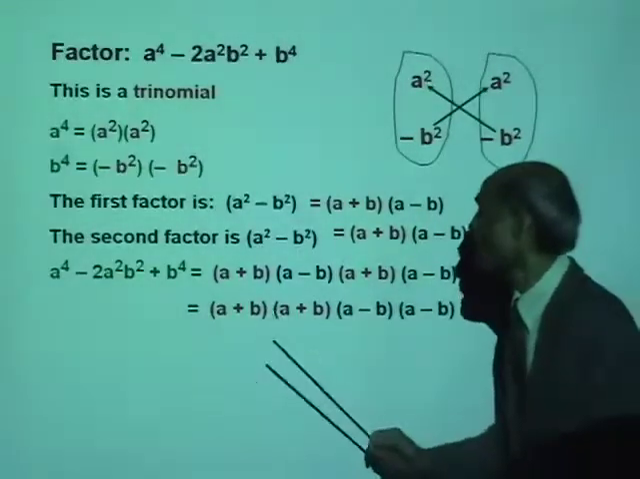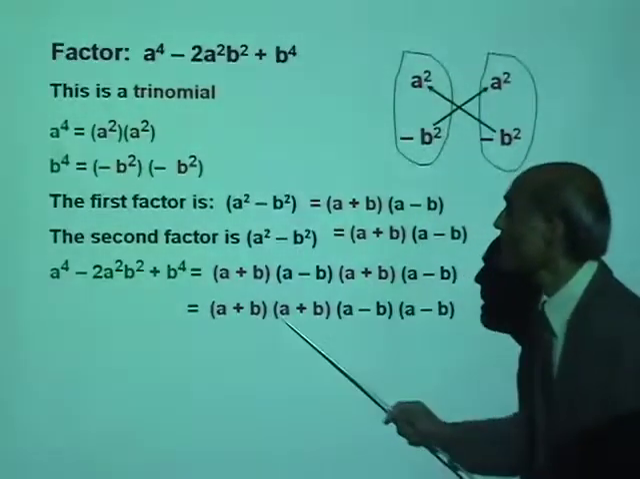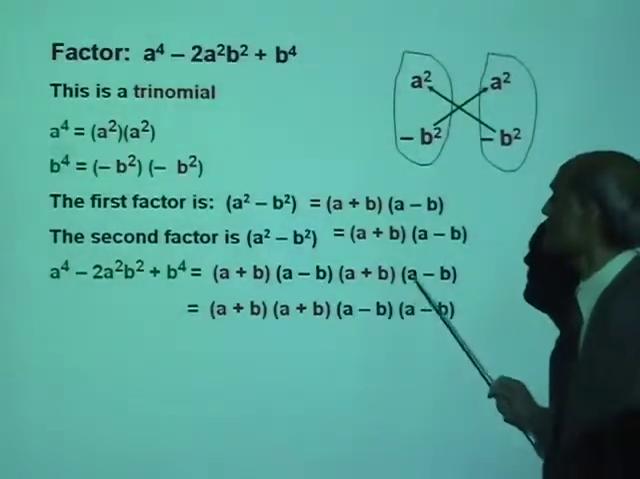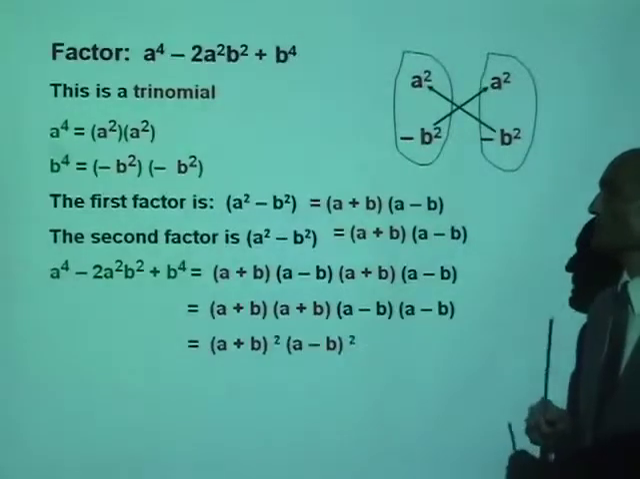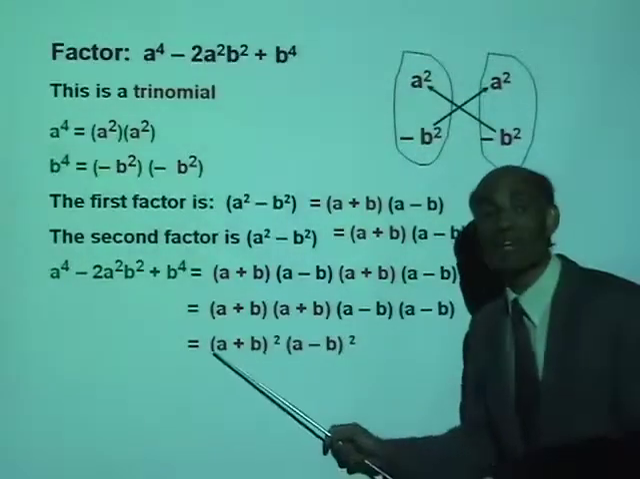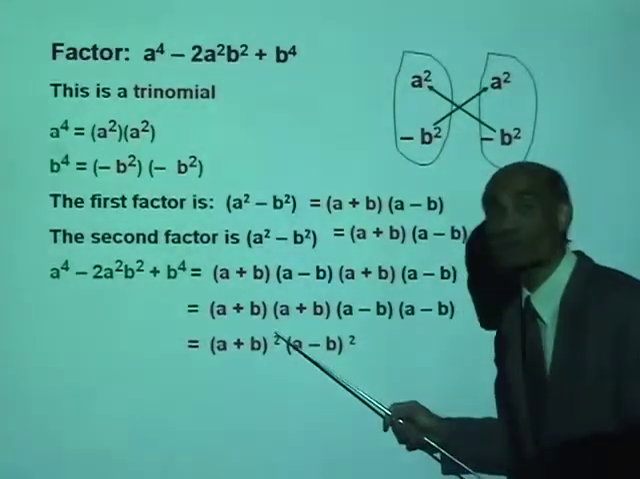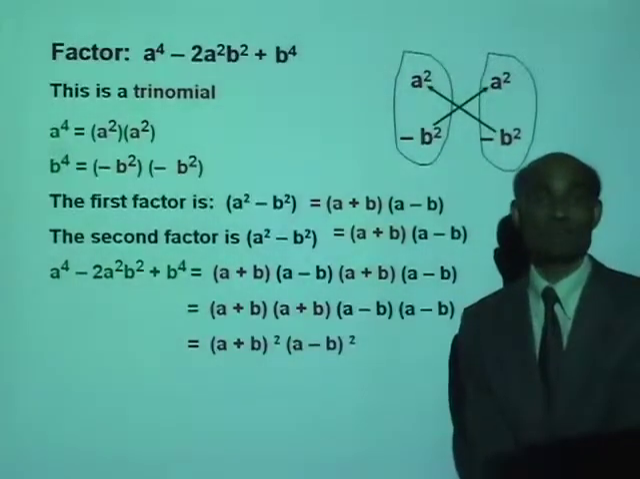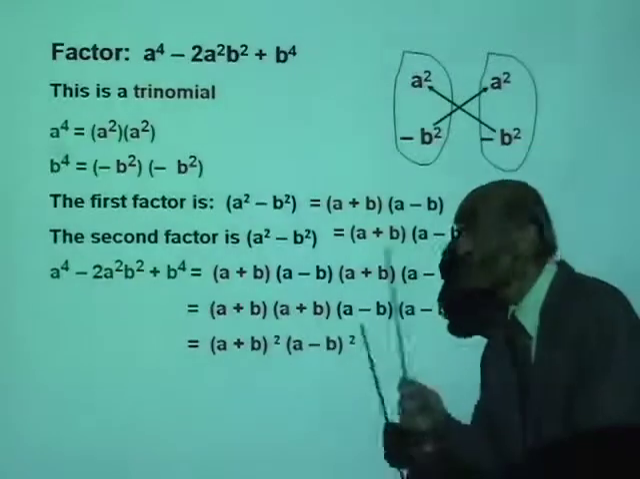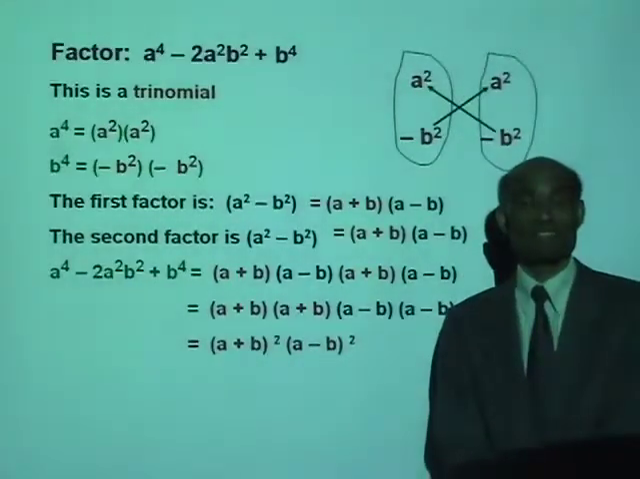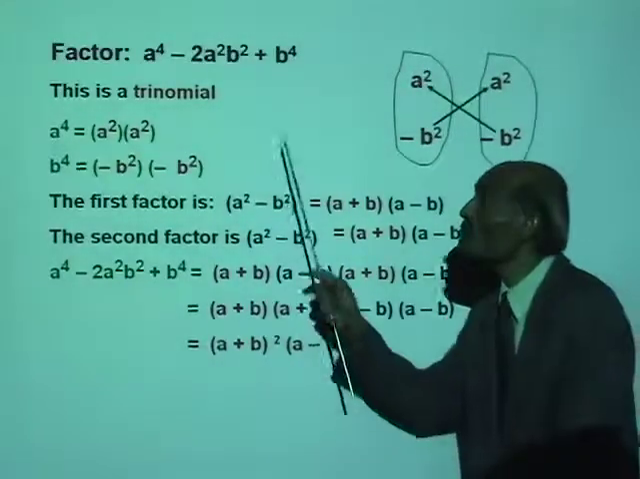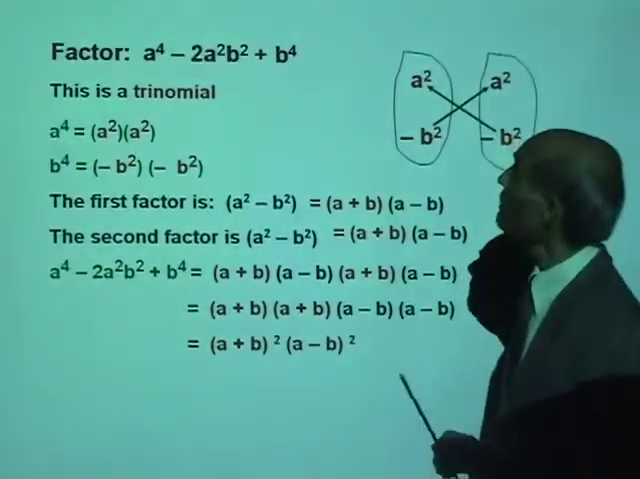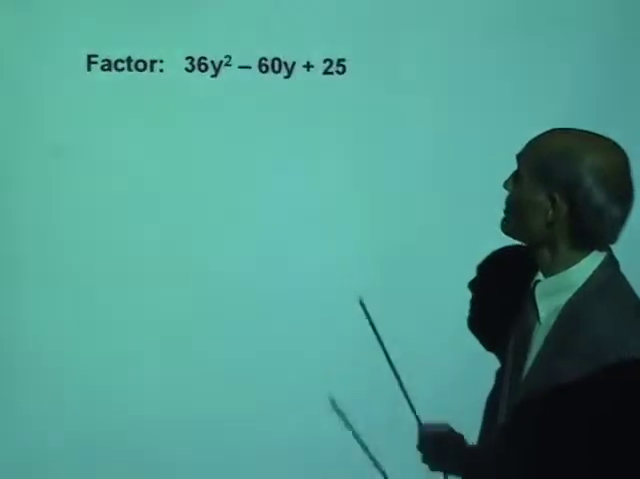Alright, so that will be a plus b times a plus b times a minus b times a minus b, which is written as a plus b all squared times a minus b all squared. Isn't that a beautiful method of factoring? Yes. So please go through this one more time and learn it. Okay, let's do another one.